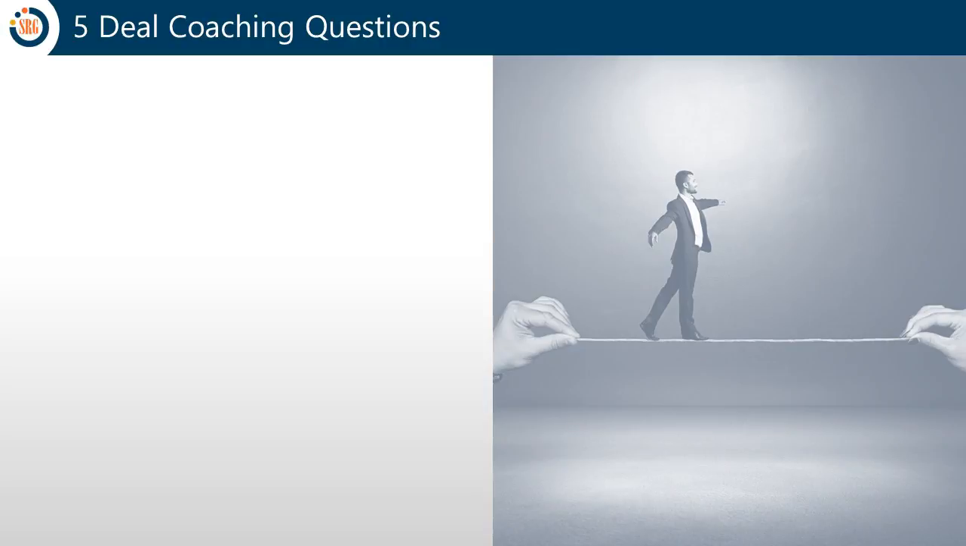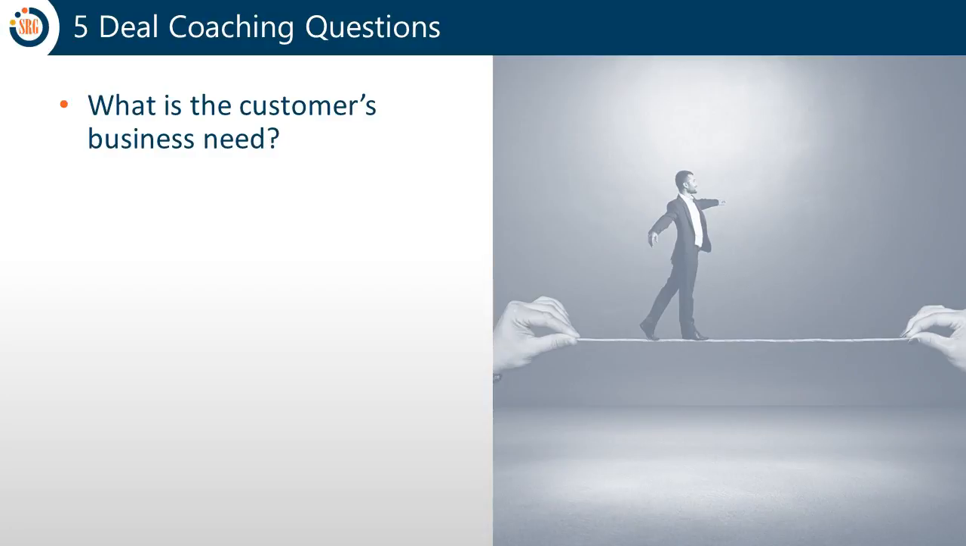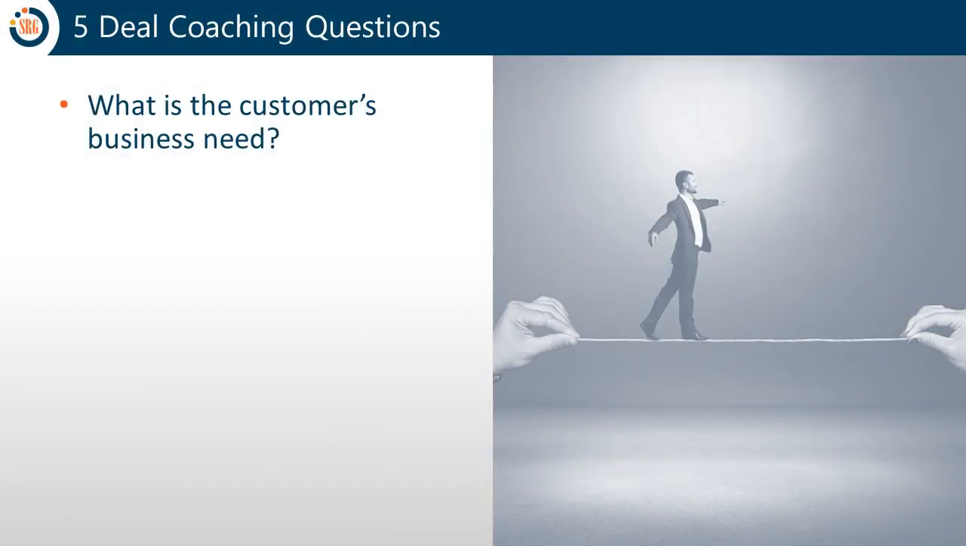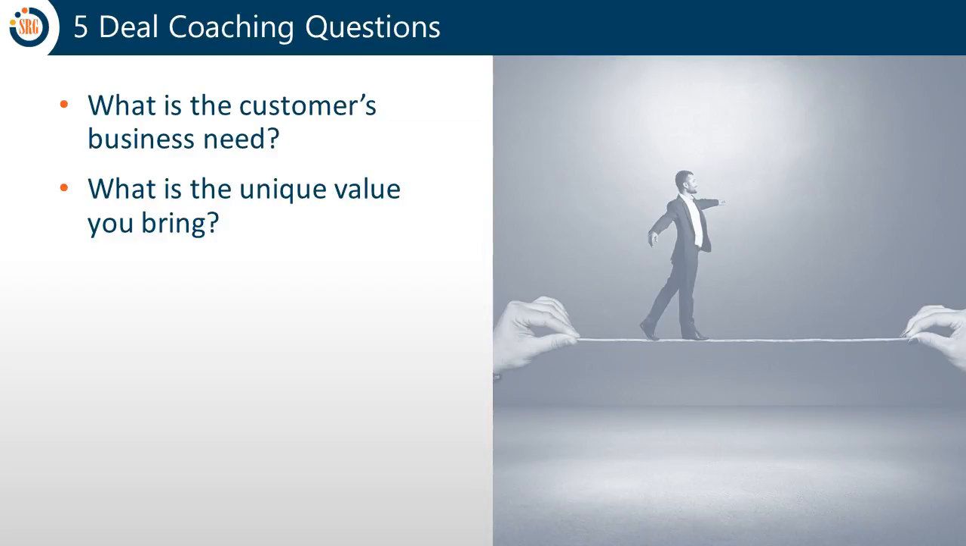So the first of those questions is, what is the customer's business need? If the salesperson can't clearly articulate the business need, there clearly is more work on their part to ask questions and really identify priorities. What's the unique value that we bring to that customer? Can they really articulate the value proposition and how it ties to those needs?